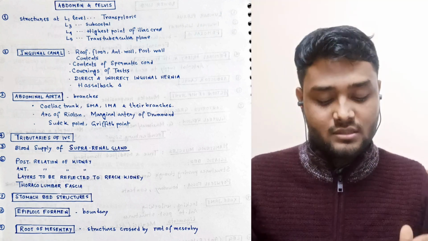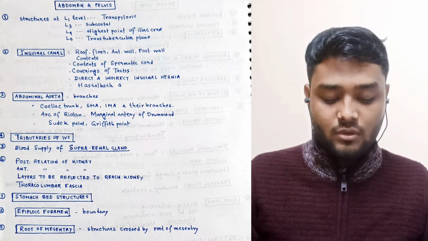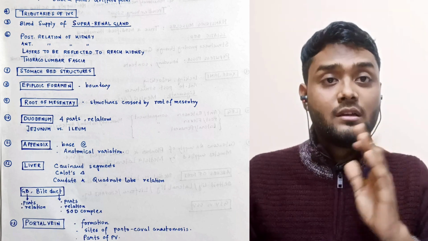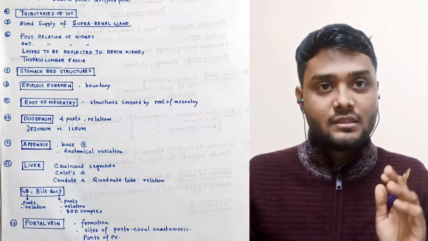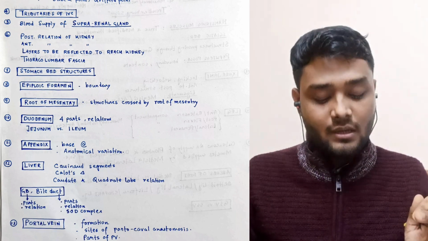Then stomach bed structures, epiploic foramen, its boundary, the root of mesentery, structures crossed by the root of mesentery, duodenum, what are the four parts of duodenum, their relation, jejunum, ileum, comparative study. Appendix, the base of the appendix located at McBurney's point, what are the anatomical variations of the appendix.